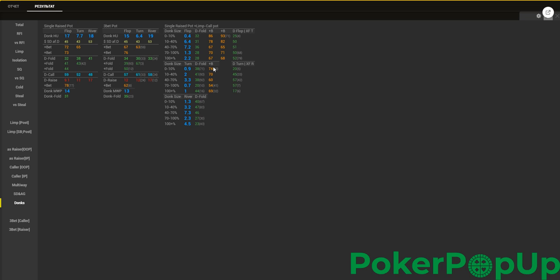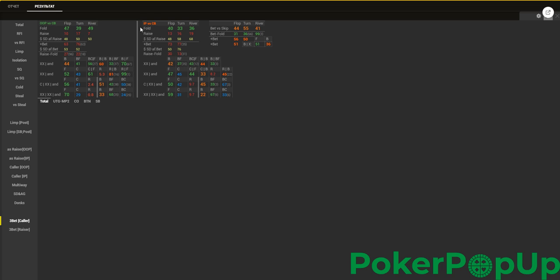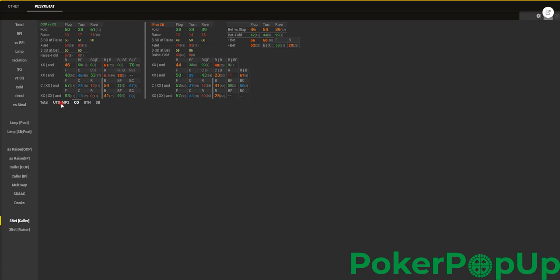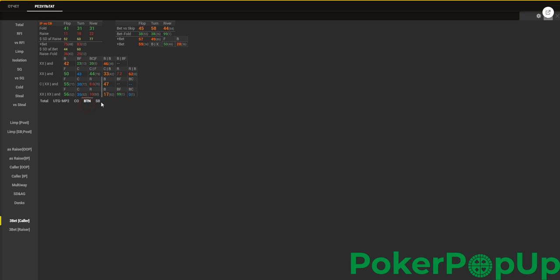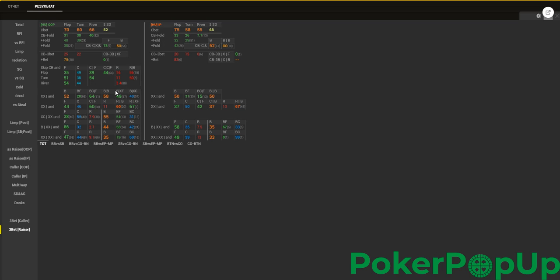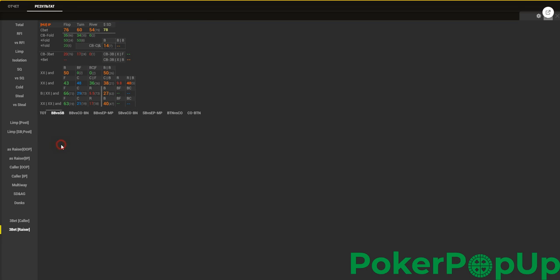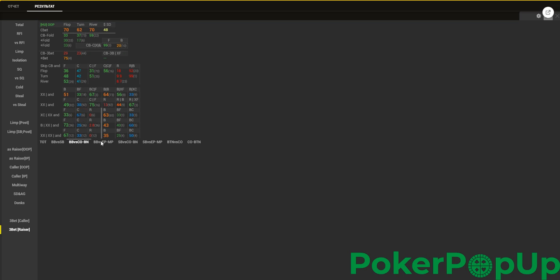Donking pop-up. Here you have donks for single raised pots, 3-bet pots, as well as split by various sizings. 3-bet pop-up for the caller. How this player acts when he called our 3-bet. Out of position, in position, and split by position at the table. 3-bet for raiser. When this player 3-bets, how he continues out of position, in position, also for various positions, BB versus SB, and so on.